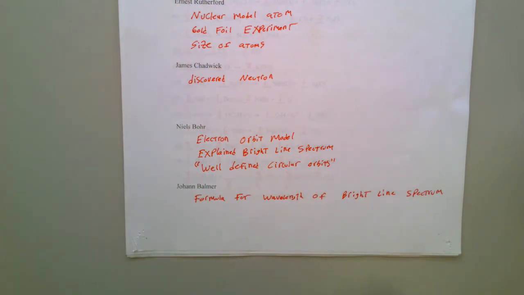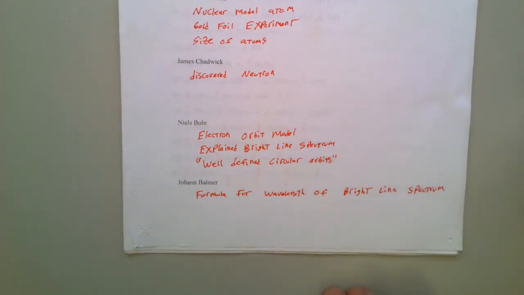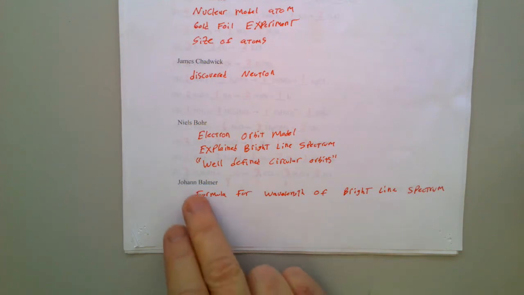Actually, in 4 words, we typically would describe Bohr's work as well-defined circular orbits. And Johann Balmer actually gave us a mathematical equation of the form y equals mx plus b that could determine the wavelengths for the bright lines in the bright line spectrum.